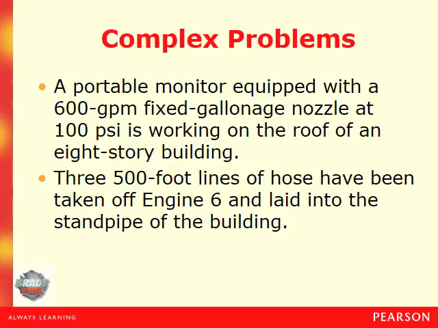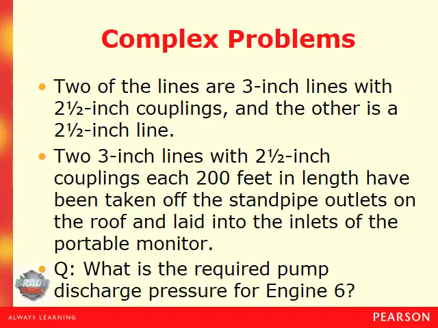So let's look at another problem. A portable monitor is equipped with a 600 gallons per minute fixed gallonage nozzle at 100 psi. It is working on the roof of an 8-story building. There is 500 feet of hose that has been taken off engine 6 and laid into the standpipe of the building. Two of the lines are 3-inch lines with 2.5 inch couplings, and the other is a 2.5 inch line. Two 3-inch lines with 2.5 inch couplings, each 200 feet in length, have been taken off the standpipe outlet on the roof and laid into the inlets of the portable monitor. So what is the required pump discharge pressure for engine 6?